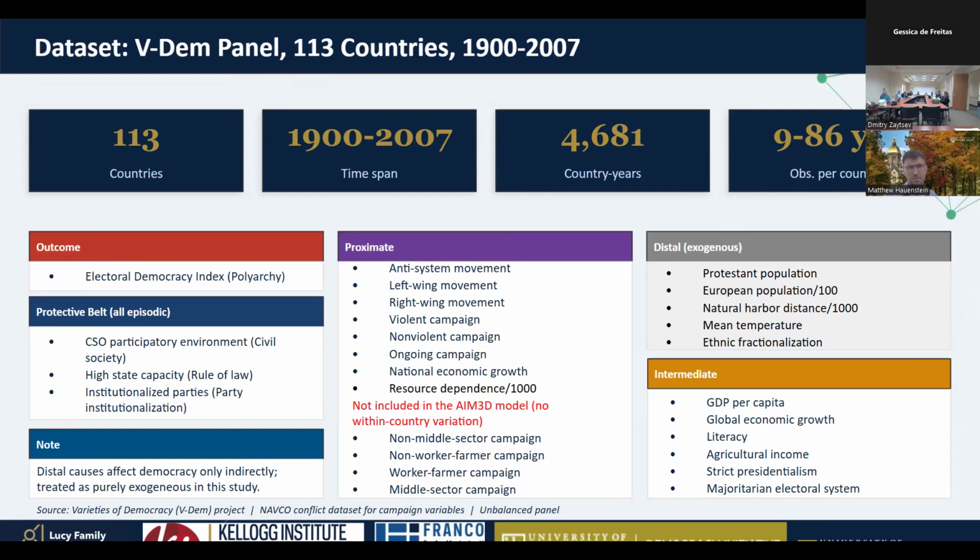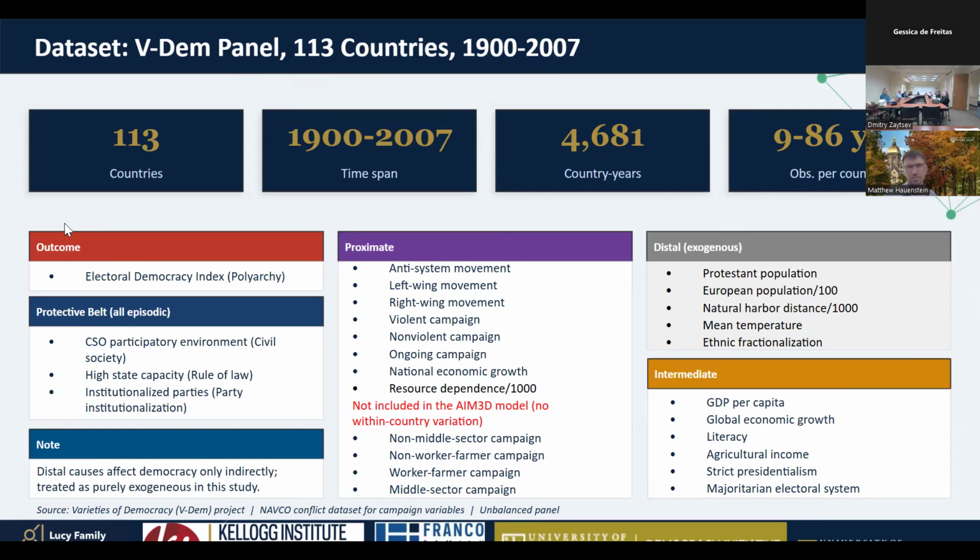Then the proximate indicators are mostly civil society kinds of activities: anti-system movements, left-wing movements, right-wing movements, violent movements, non-violent movements, etc. But some of those were not included because they were static, like middle sector campaigns, worker farm campaigns. And then very different variables we saw already. And then the intermediate variables: GDP, workers unemployed, literacy, and also strict presidentialism and majoritarian electoral system, which I didn't put here.